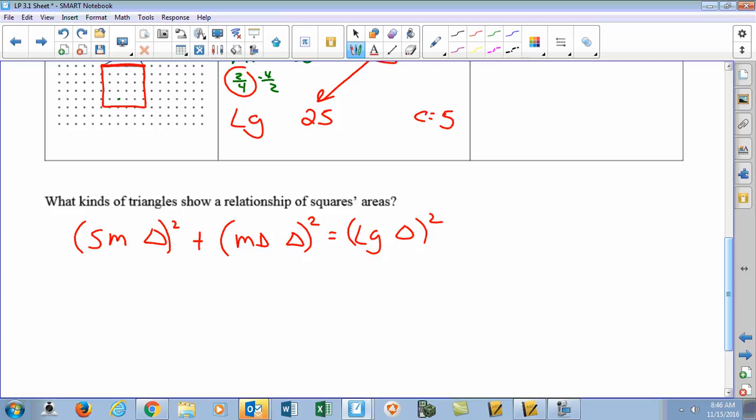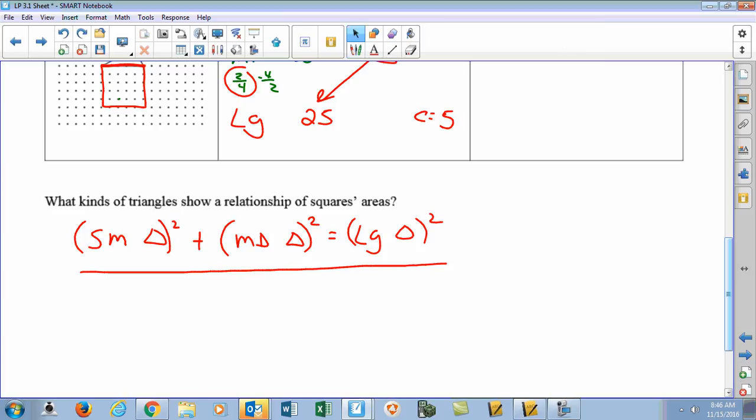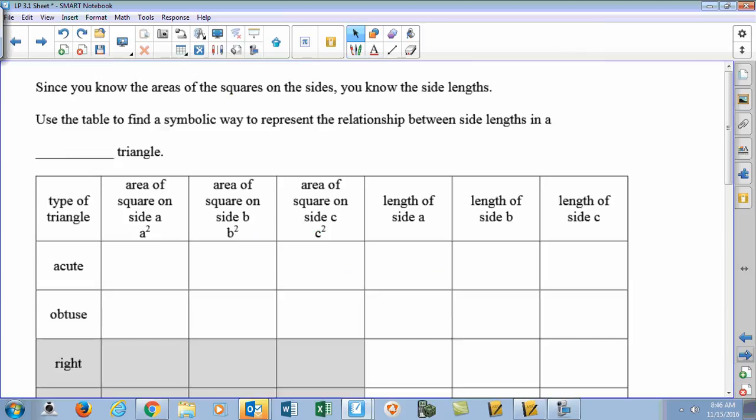Right? We took the area, which was length times width squared, right? So we took the area of this guy plus the area of this guy, and it equaled the area of this guy, right? So now we're going to fill in our little table in the back. This guy right here is going to turn into something magical in a minute. So let's flip it over.